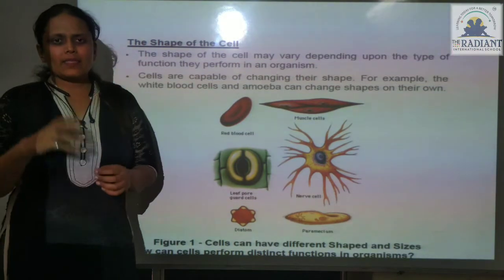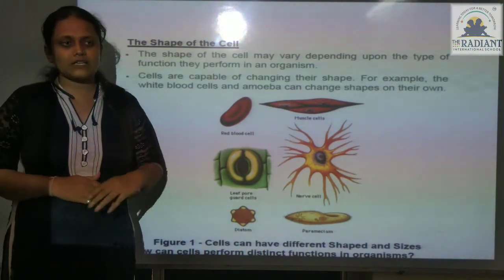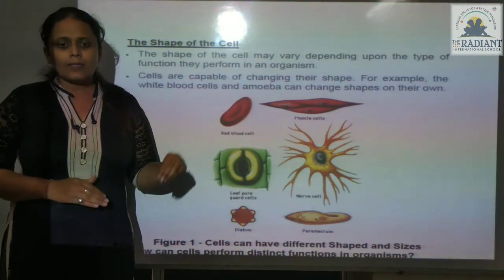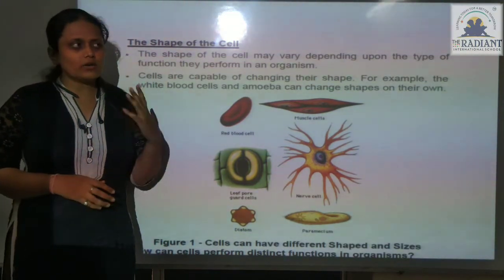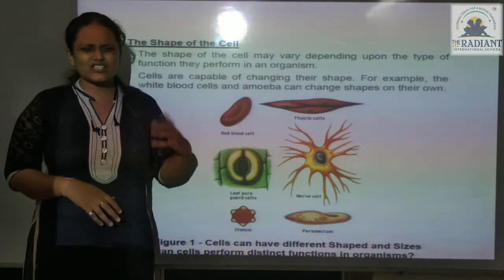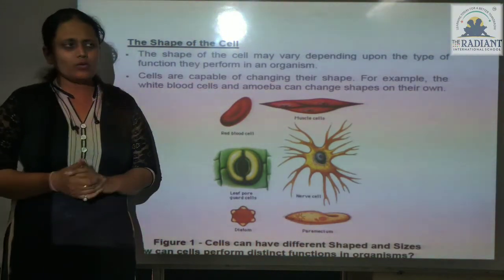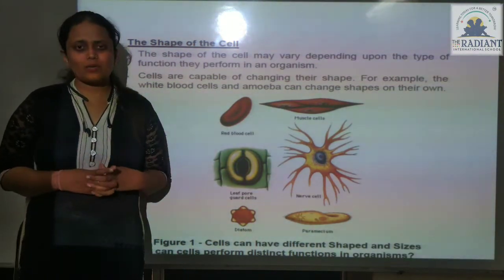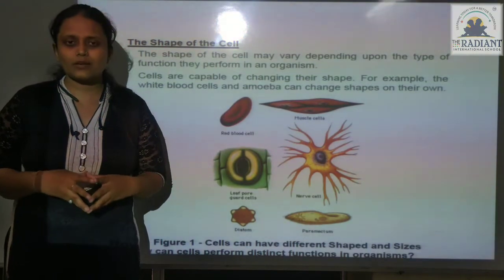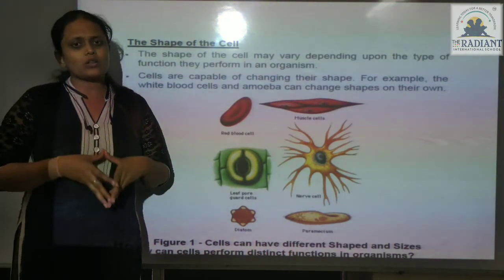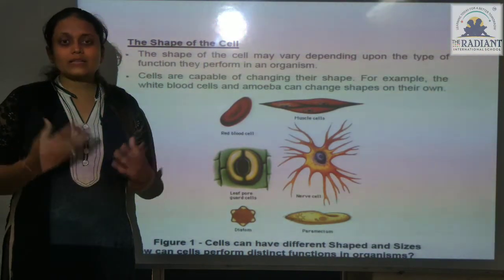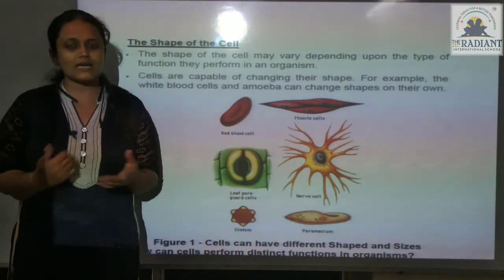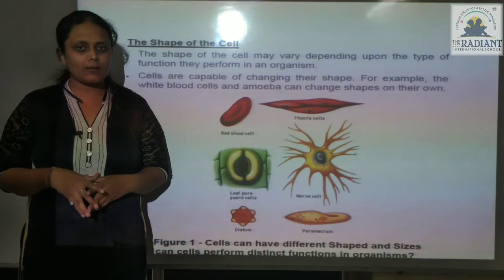Like earlier we have seen unicellular, multicellular. Then earlier we saw eukaryotic, prokaryotic. Now here we can see a heading that says shape and size of the cell. Now there must be a question: if living organisms are doing their work and all the functions are carried out in them with the help of a cell, then why does it need a different shape and size? This question should come to your mind.